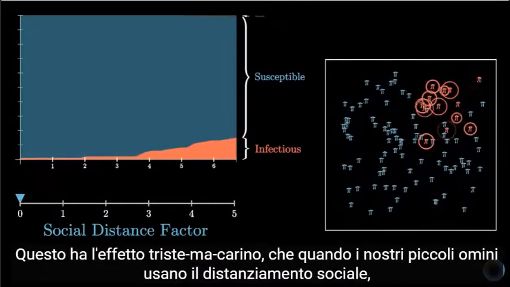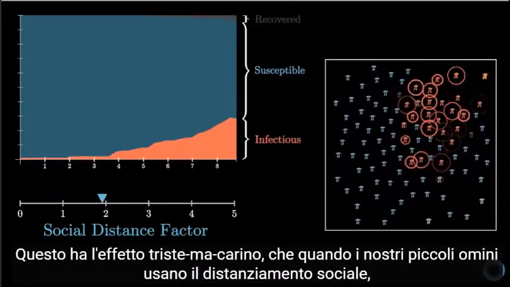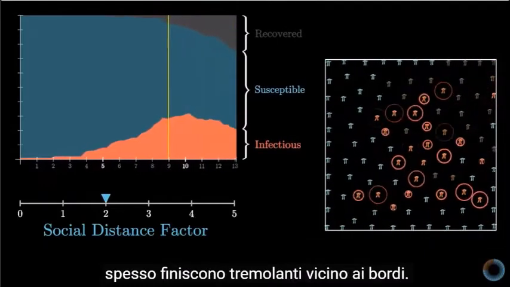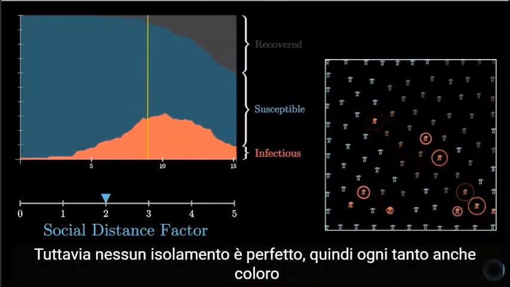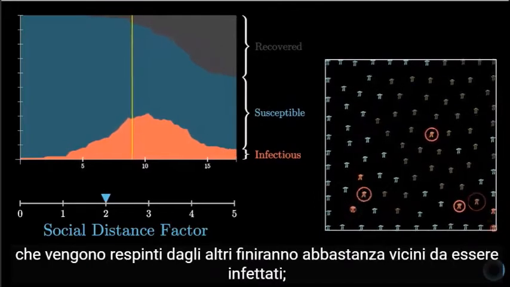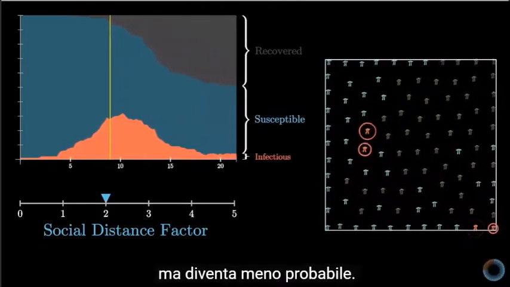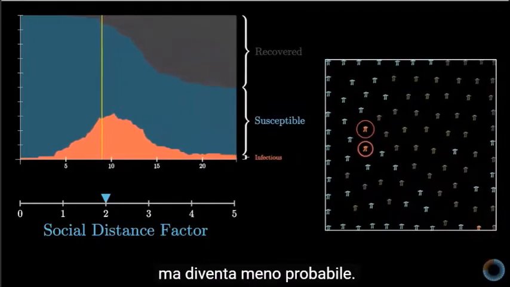This has the sad but kind of cute effect that when our little agents are social distancing, they often end up trembling near the edge of their box. No isolation is perfect, though, so every now and then, even those repulsed by each other will kind of jiggle close enough to get infected. The point is that those interactions are much rarer.